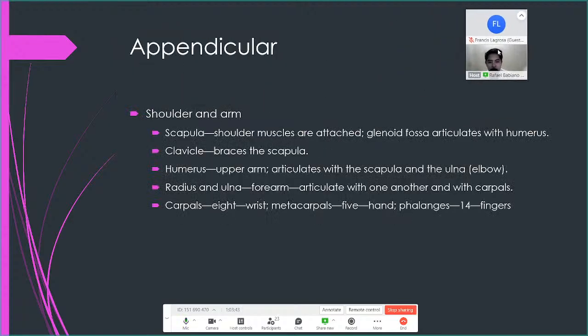Now we go to the appendicular skeleton. So skull, 22 bones, right? Then you have the auditory ossicles on each side, 3 plus 3, so 6. Then you have your vertebra, 26. And then you have your ribs, 24, 12 on each side, plus the sternum. Then we have the appendicular skeleton. For the shoulder and the arm, we have the scapula, clavicle, humerus, radius, and ulna, carpals, metacarpals, and phalanges.